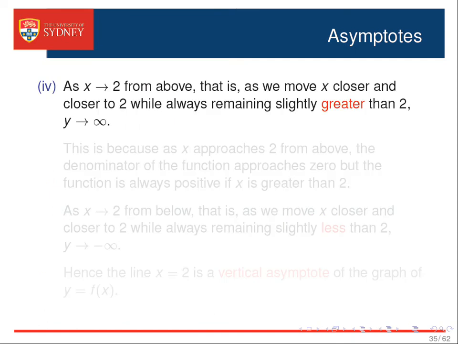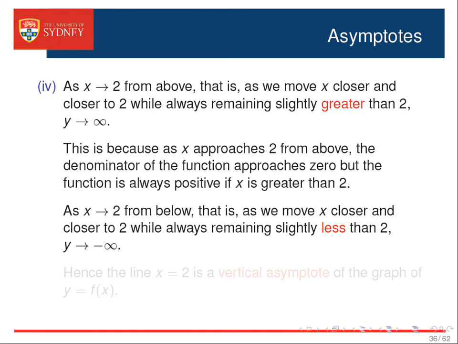As x gets closer to 2 from above, y tends to positive infinity. Since then, x squared minus 4 will always be greater than 0, and the numerator is always positive, as it is a square, so the whole function will be positive. Also, as x gets closer to 2 from below, y tends to negative infinity, since then x squared minus 4 will always be less than 0. This means x equals 2 is a vertical asymptote of the graph.